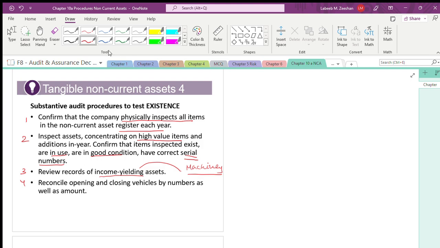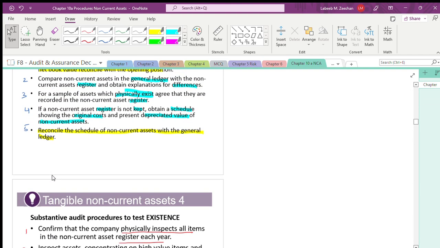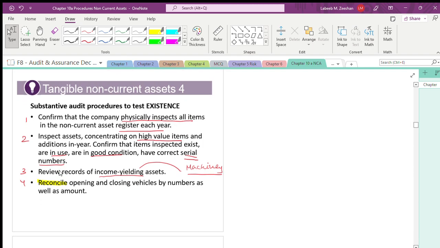And ultimately, you should have a reconciliation. Don't write reconciliation every time. In one question, one time reconciliation is good, because every point would otherwise have reconciliation. Put reconcile in the last one: reconcile opening and closing vehicles by numbers as well as by the amounts. That is where we are talking in terms of existence.